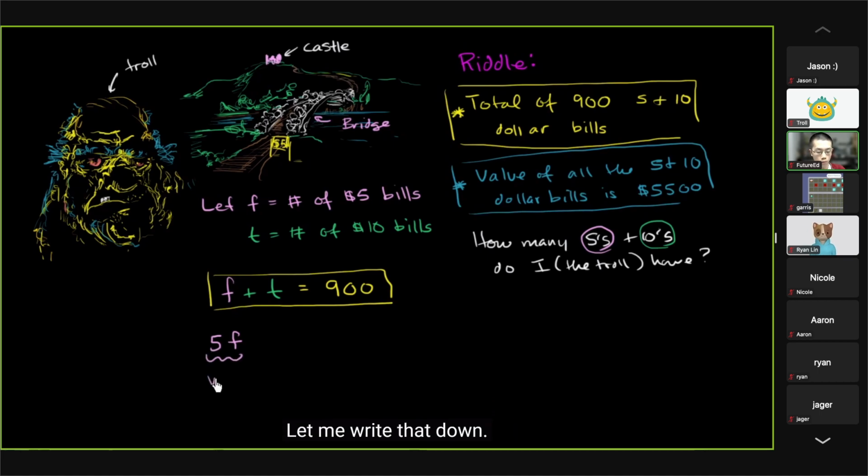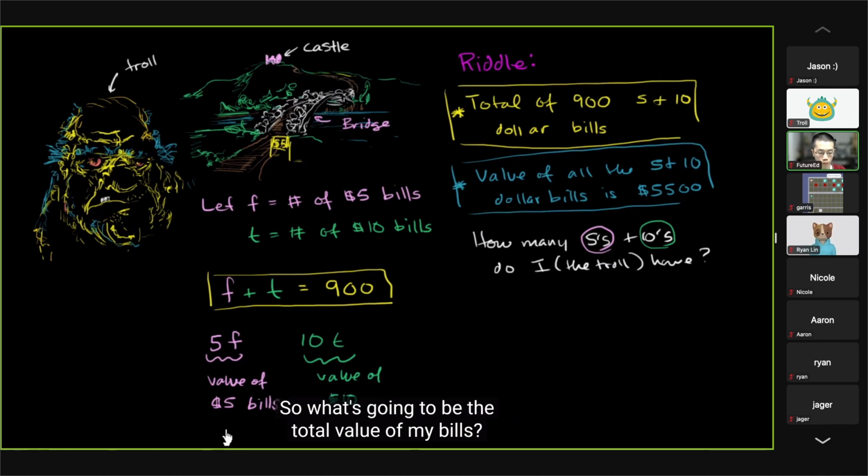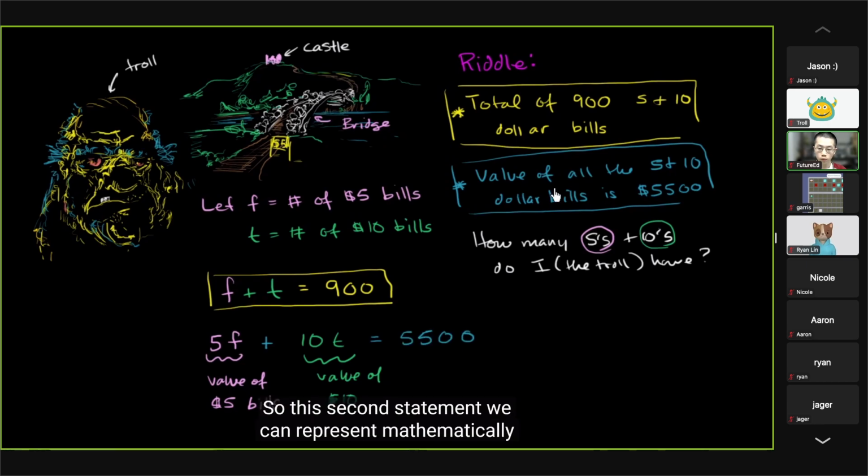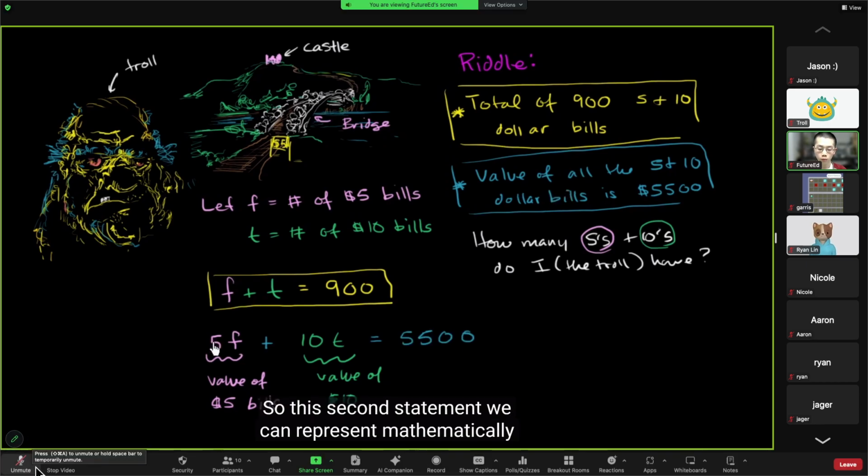Let me write that down. Value of the $5 bills. Now, same logic, what's the value of the $10 bills? Well, the value of the $10 bills is just going to be 10 times however many bills I have. Value of the $10 bills. So what's going to be the total value of my bills? It's going to be the value of the $5 bills plus the value of the $10 bills. And he tells me what that total value is. It's $5,500. So if I add these two things, they're going to add up to be $5,500.